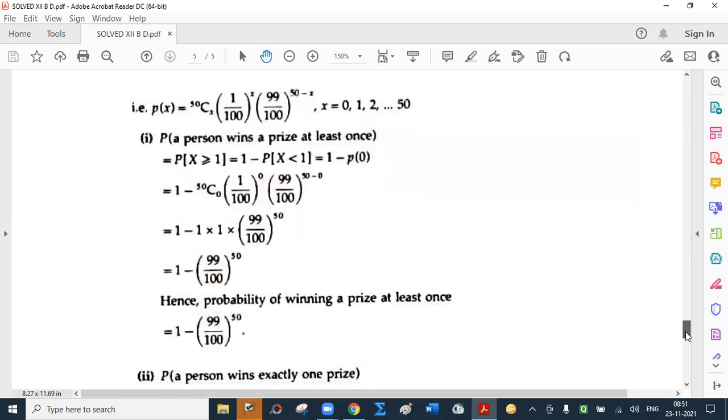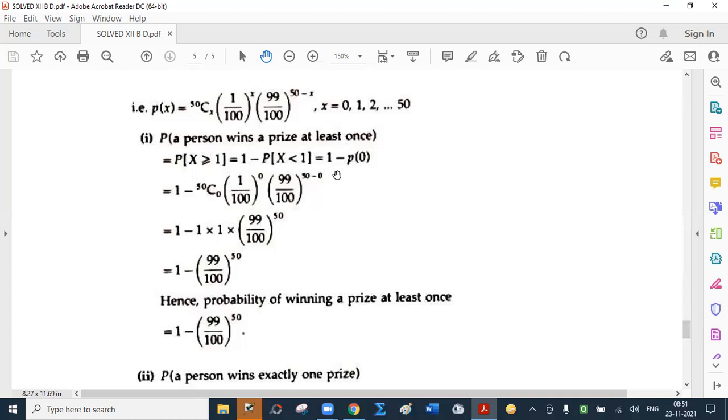First part, what is required probability? Probability that person wins a prize at least once. At least once means one or more than one time. So P of x greater than or equal to 1. Here it is better to consider probability of the complement. What is the complement of at least once? None. So subtract probability of complement from 1, you get probability of required value.